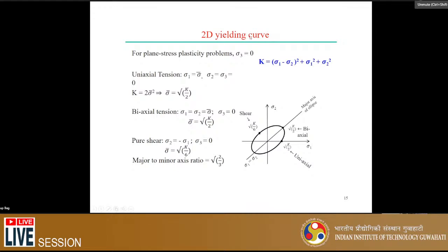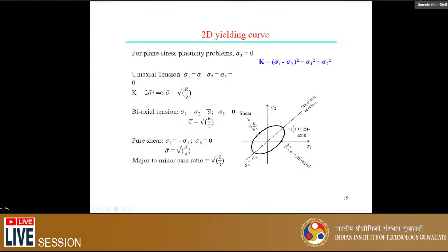Now in particular, if you follow the uniaxial tensile technique, only one principal stress component is there. Say sigma 1 equal to sigma bar, for example, this is the stress value, and in the other cases, sigma 2 and sigma 3 equal to 0. Put this condition here, then you can see that k equals twice sigma bar squared, or finally sigma bar equals root over k by 2. Or you can replace k in terms of sigma bar squared.